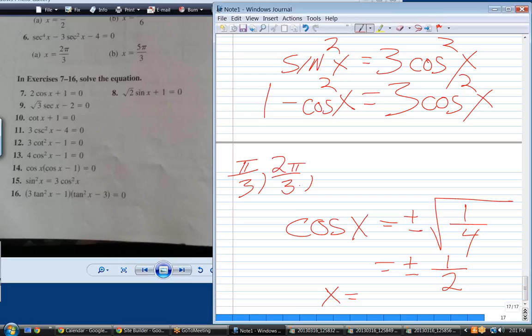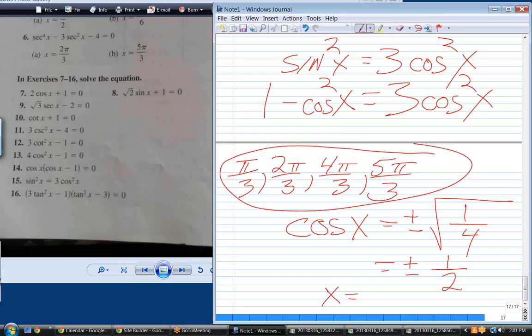The third quadrant angle would be pi plus pi over 3, so 4 pi over 3. And the fourth quadrant angle would be 2 pi minus pi over 3, so then 5 pi over 3. Notice the pattern for cosine. And that's not always going to be a pattern. That's a pattern when it's pi over 3. If it's something other than pi over 3, you don't have that pattern.